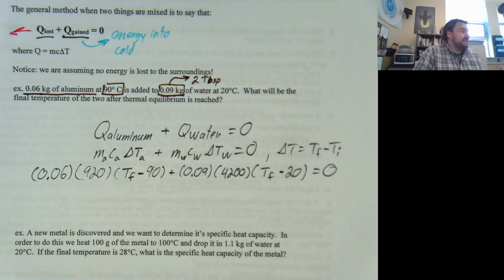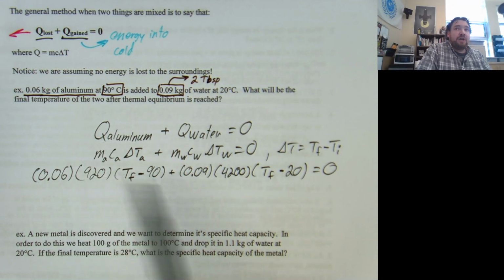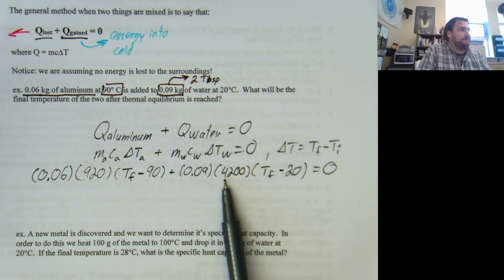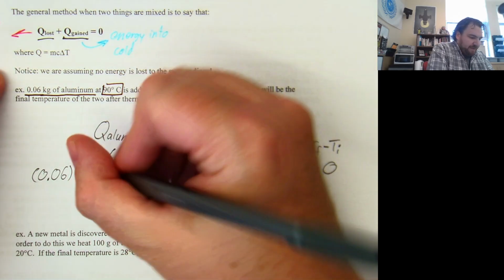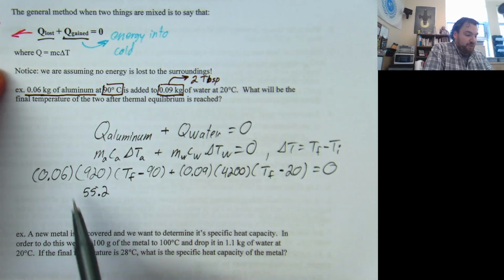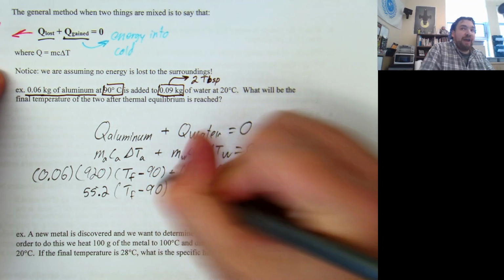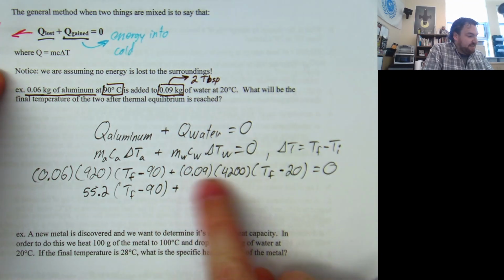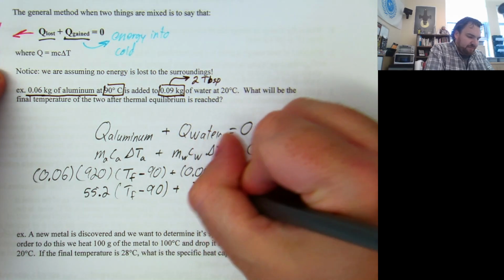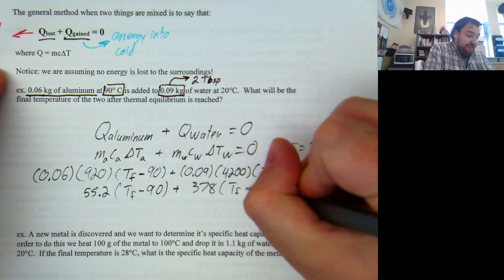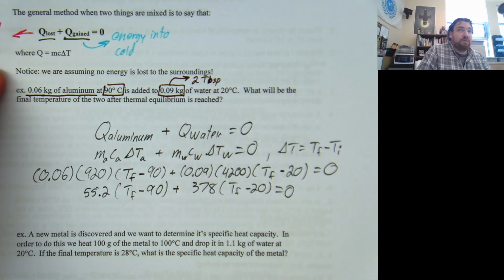To make your life a little bit easier, you might have algebraic techniques that you prefer. I'm going to show you how I would solve this thing. If you don't have your own techniques, I would simplify wherever I can. Multiply these two things together, multiply these two things together so you get a simpler expression. We're going to get 55.2. That's what you get when you multiply these two values together. T final minus 90 in brackets, plus this is 378. T final minus 20 equals 0.